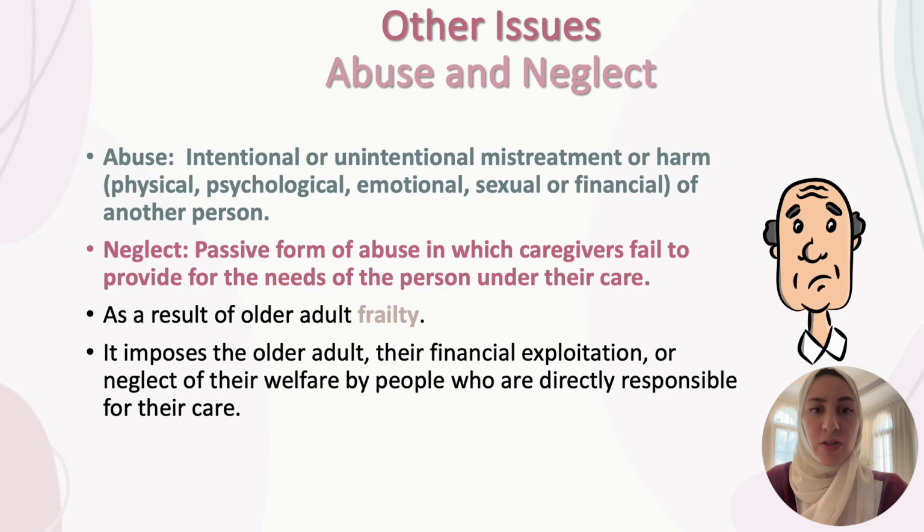One of the other issues that may affect the older adult is abuse or neglect. Abuse is intentional or unintentional mistreatment or harm. This could be physical, psychological, emotional, sexual, and also financial to another person. Neglect means a passive form of abuse, in which the caregiver fails to provide for the needs of the person under their care. This results in older adult mortality.